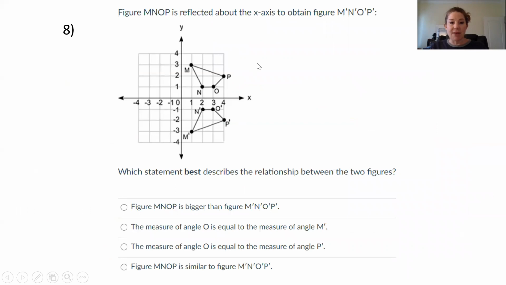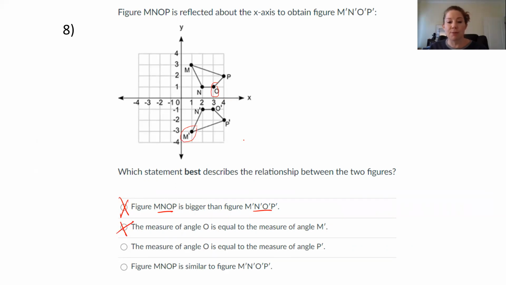Number 8, here we have figure MNOP. It was transformed to M prime, N prime, O prime, P prime. So it wants to know the best description of the relationship. So is the original bigger than the image? This is what this is saying. The original is bigger than the image. No, of course not. The measure of angle O, so here's O, is that equal to M prime? No, O is going to be equal to O prime, so that's not true.